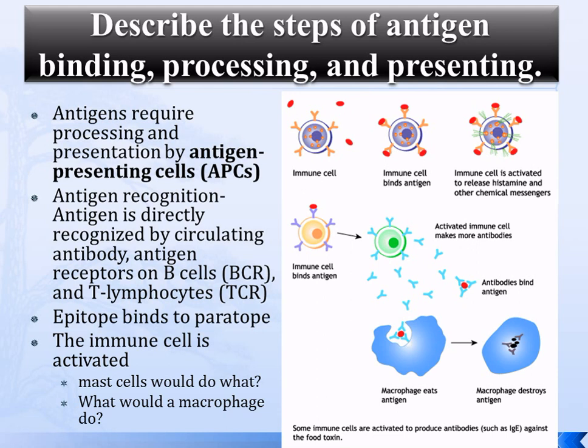Okay, the next part. This is going back to that whole headhunter thing. So this is how it actually happened. What kind of cells did I talk about earlier that were headhunters? Ate something and carried it around. Macrophages. Yep, we're going to actually change the name to an antigen-presenting cell because macrophages are a type of antigen-presenting cell, but they're not the only type.